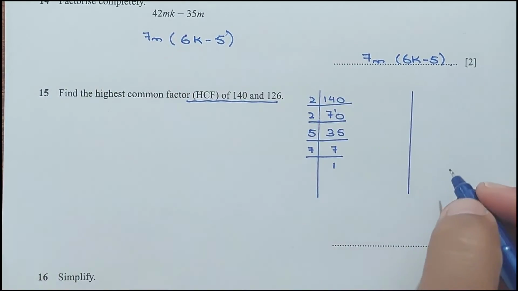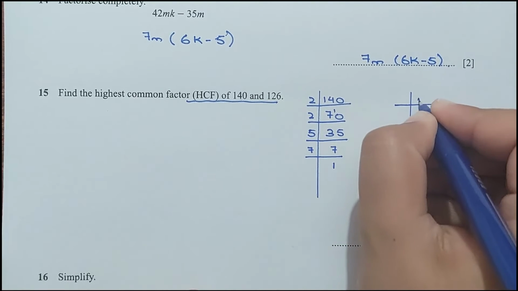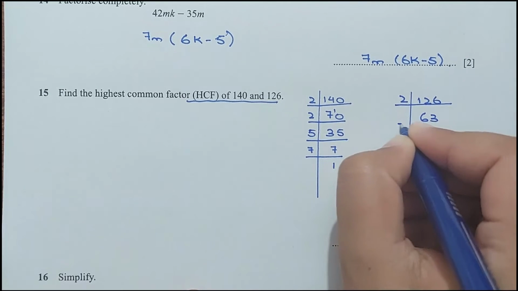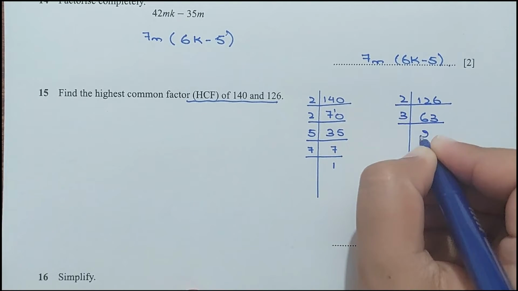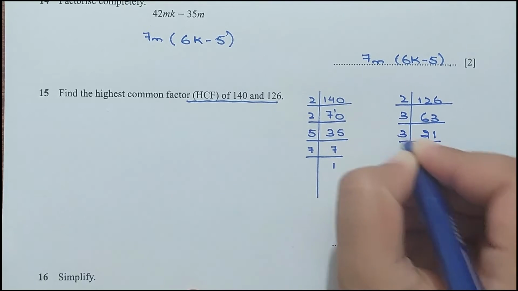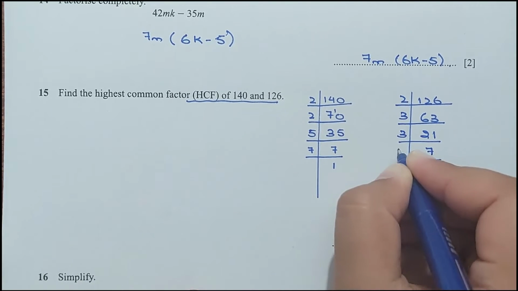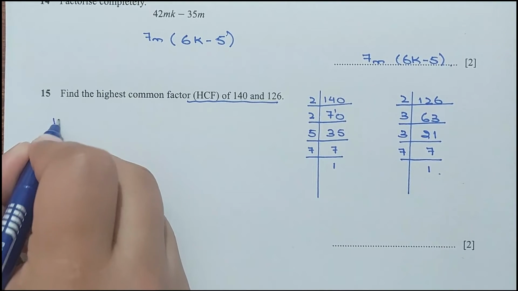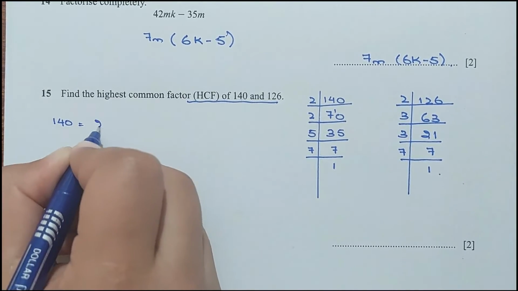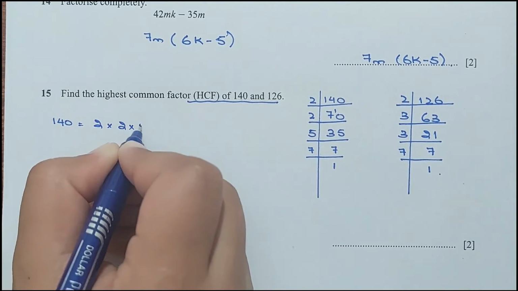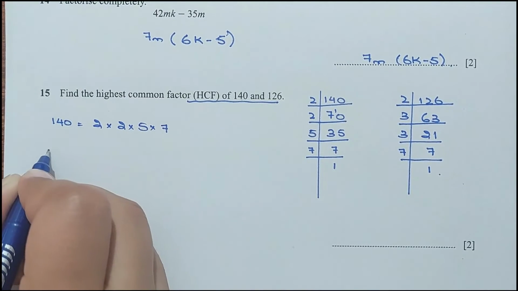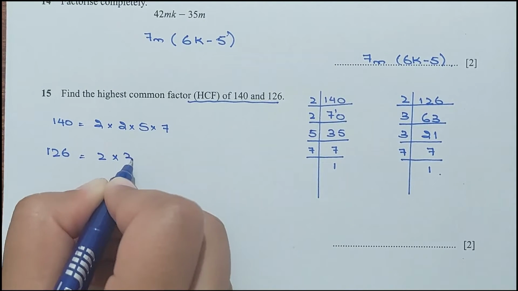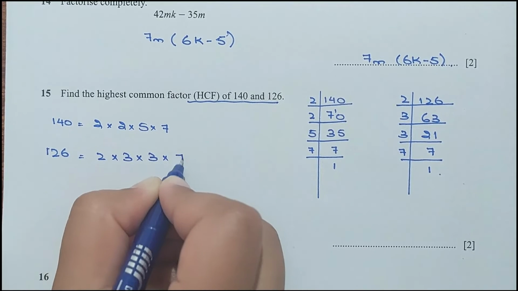All right, the next one is 126. 2 times 6 is 12, 2 times 3 is 6. 3 times 2 is 6, 3 times 1 is 3, 3 times 7 is 21, and 7 times 1 is 7. Write down, the prime factorization of 140 is 2 into 2 into 5 into 7. And for 126, this is 2 into 3 into 3 into 7.